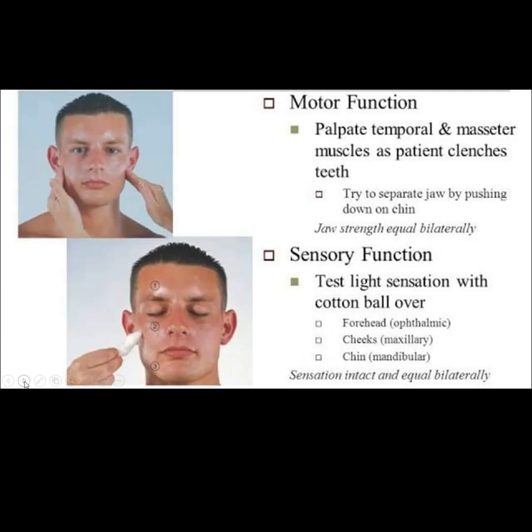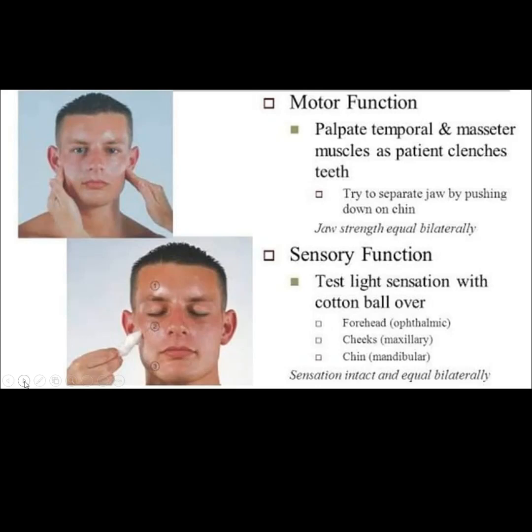And then the motor function is going to be assessed by having the patient resist while they try to open their mouth. You want to take your hands and palpate the temporal muscle on the side of their cheek, have them clench their teeth, and then see if they can separate their jaw by pushing down on their chin. So you're checking their jaw strength here. And then you can also have them move their jaw side to side, and you're seeing whether the strength is the same left and right.